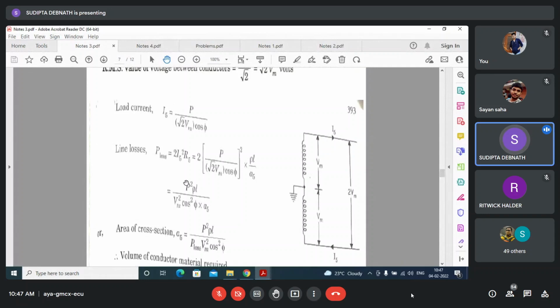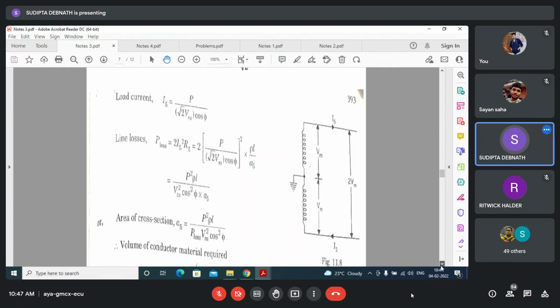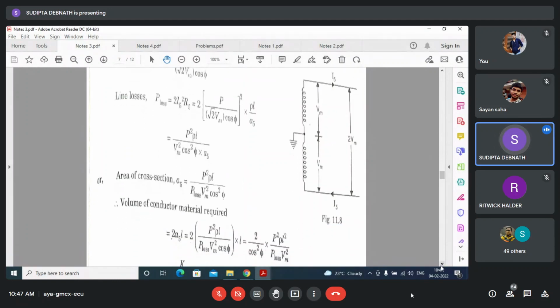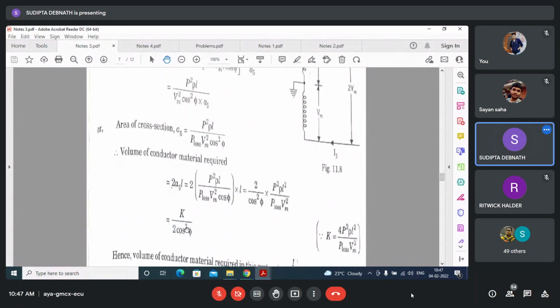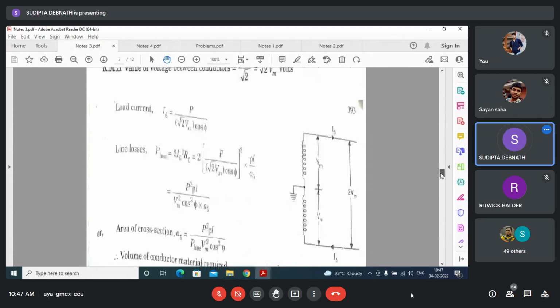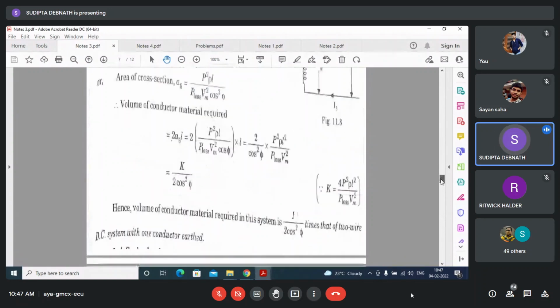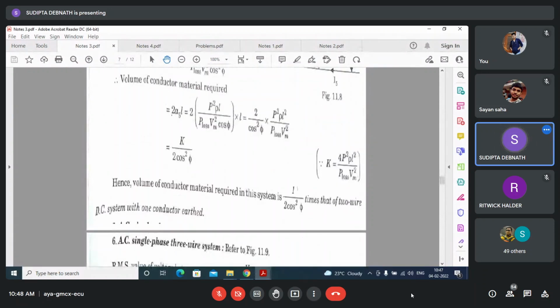Only 2 conductors are there, 2 I5 square R5. Then you express A5 in terms of this one. Then the volume of conductor material requirement will be this one. So ultimately you will be getting K by 2 cos square phi. In the previous one, it was twice K. That means it is again 1/4 of the previous one. Just like the DC system, the second system was 1/4 of the first system. Here also it is 1/4 of the first system.